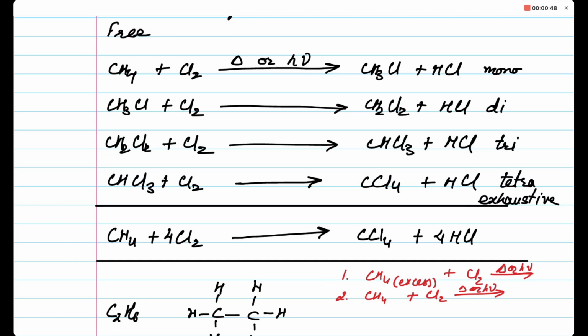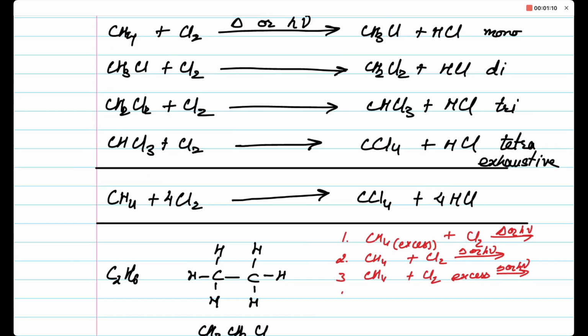Here, when we say CH4 plus Cl2, it means that CH4 and Cl2 are in proportionate amounts, that is, similar amounts. Now, the third option could be CH4 limited while Cl2 in excess with heat or light. And the fourth option could be any of these. You need to understand that if we have CH4 in excess, then CH3Cl would be the major product.